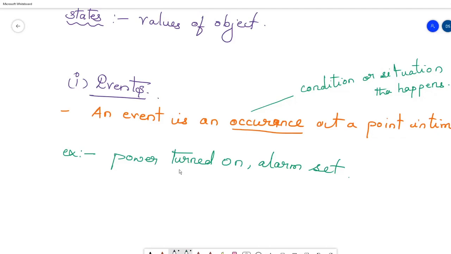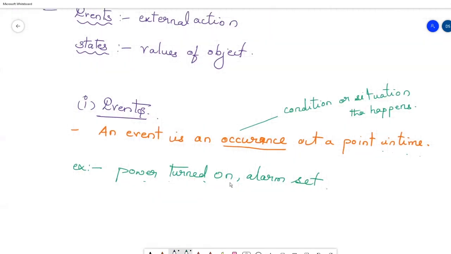Okay, we can say that these are the events which are occurring at a point in time. Power turned on. That means an action, an external action. As I said here, an event is an external action. That means power has been turned on, the switch has been turned on.